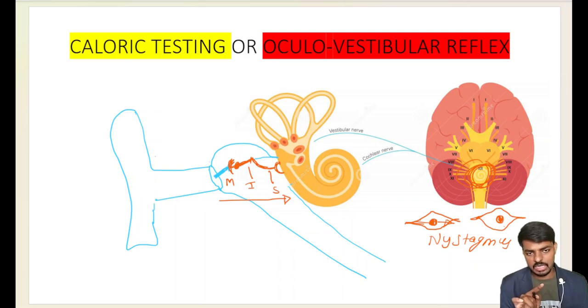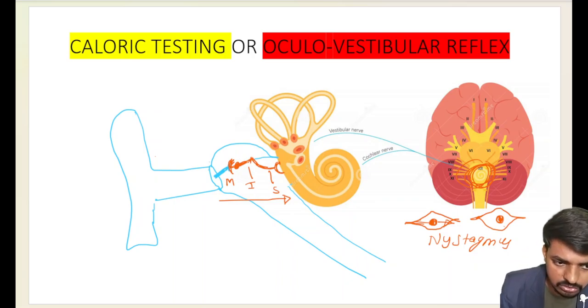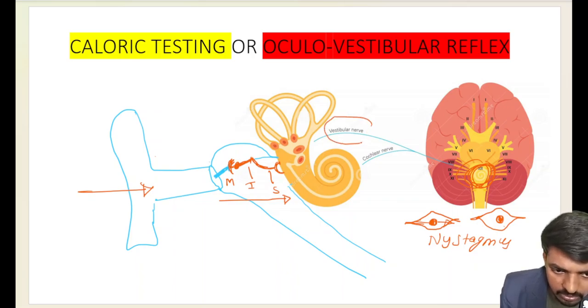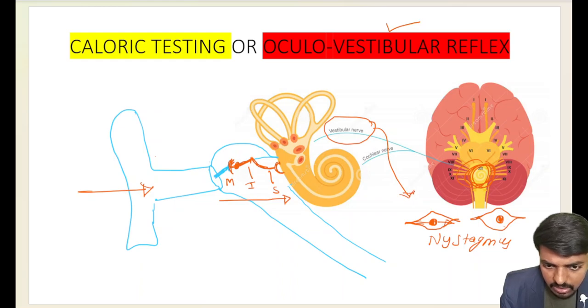This caloric test is also called the oculovestibular reflex. We call it the oculovestibular reflex because when we insert the cold water or hot water inside the ear, it stimulates the vestibular nerve. After stimulating the vestibular nerve, there should be a response in our eyes.